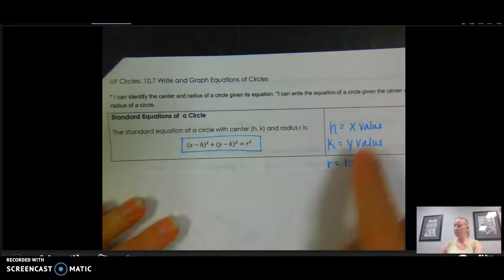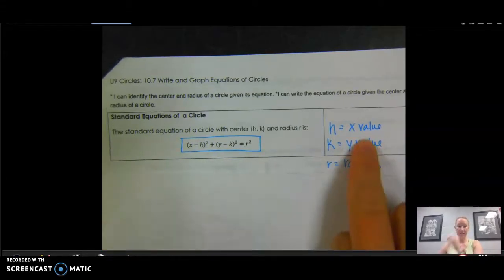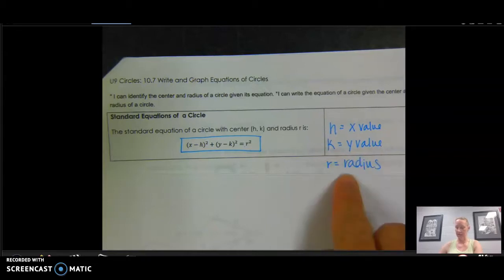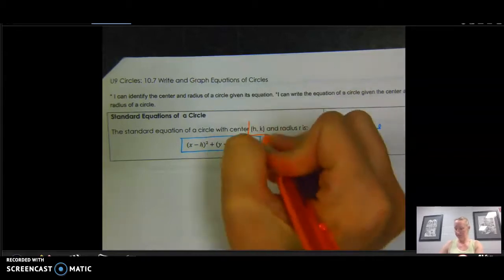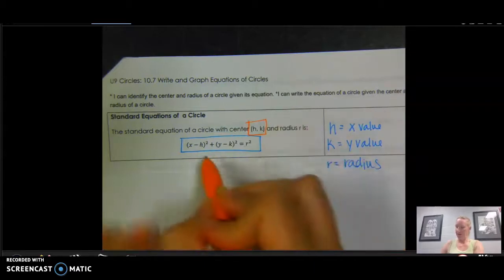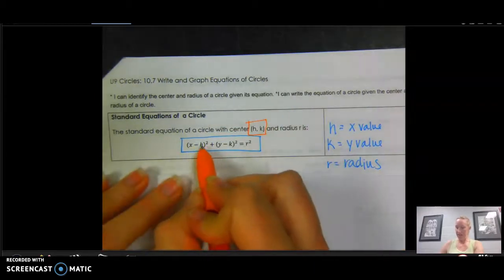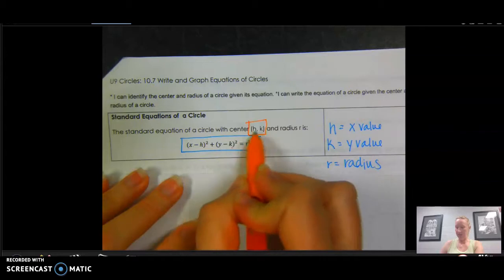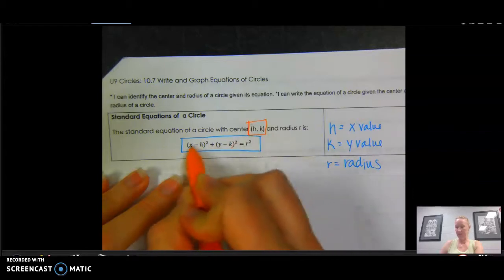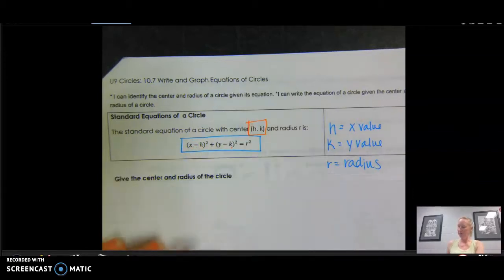Well, h is my x value at the center of the circle, k is the y value at the center of the circle, and r is my radius. So you're going to have an h and k point. As you can see, it's opposite h and opposite k. So whenever you're finding the center, you have to do the opposite of whatever they put here.